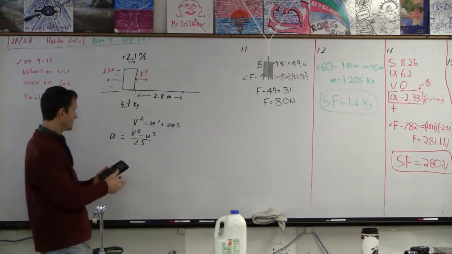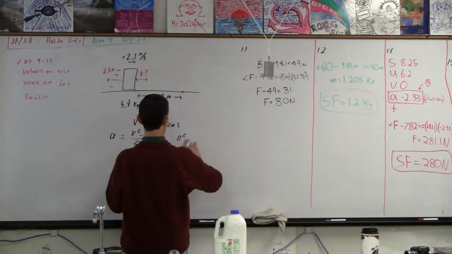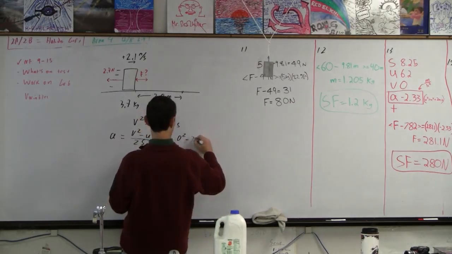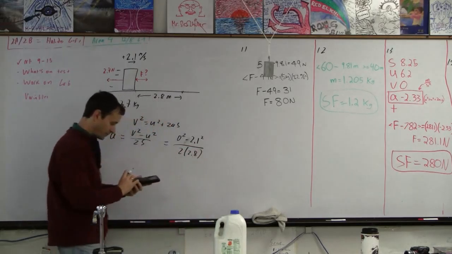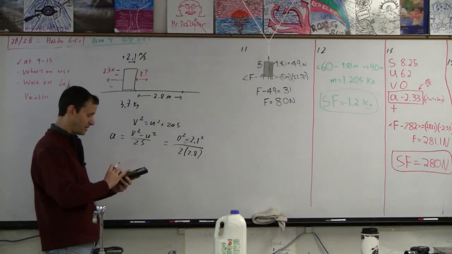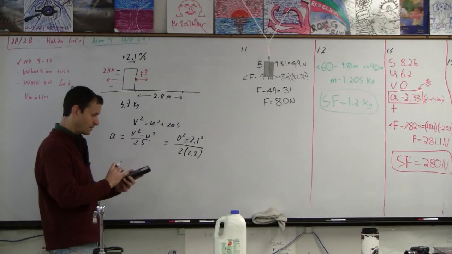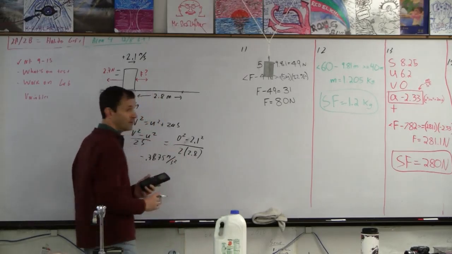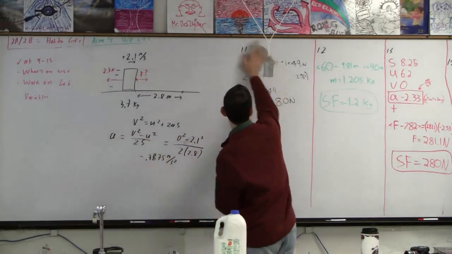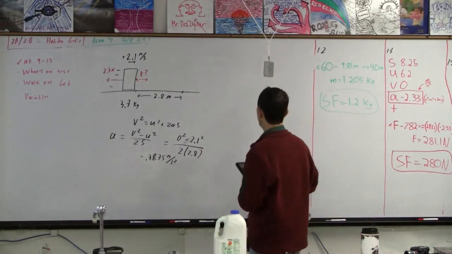So this is going to be 0 squared, the final velocity, minus 2.1 squared over 2 times 2.8. That's definitely going to be a negative number, divided by 2 divided by 2.8. And this is negative 0.7875 meters per second squared. So what's our next step? What do we have to do next? F equals ma.